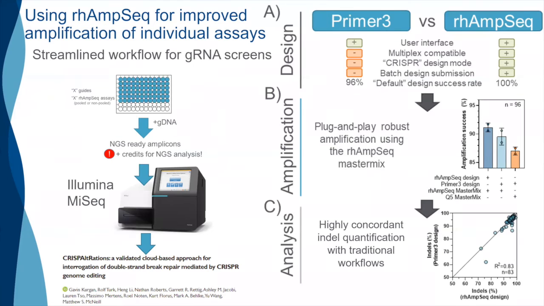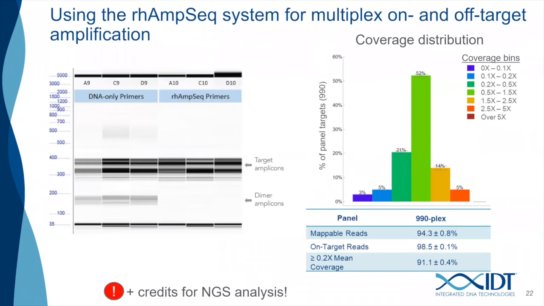And then lastly, now actually taking these and doing the sequencing and looking at the actual CRISPR editing between the two different examples shown here, Primer 3 designed assays or RAMP-seq designed, it's very highly concordant. So very amenable as, in this case, a very plug and play method for generating NGS libraries, and this then funnels into the analysis tool, which I'll go into more detail in the next couple slides.